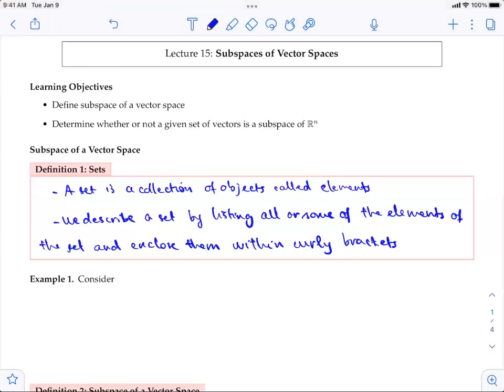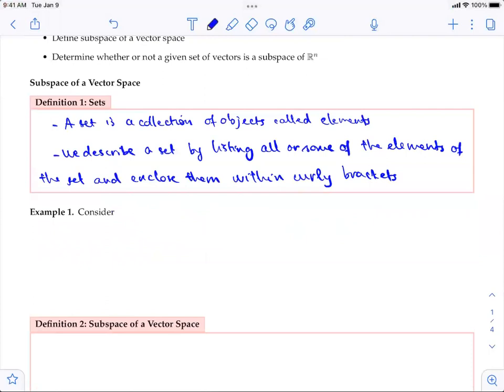For example, we can have a set of whole numbers, a set of integers, a set of rational numbers, things like that. The set of whole numbers is equal to 0, 1, 2, 3, and so on and so forth. Because this is an infinite sequence of numbers, we're just going to list out part of the set, some of the elements of the set.